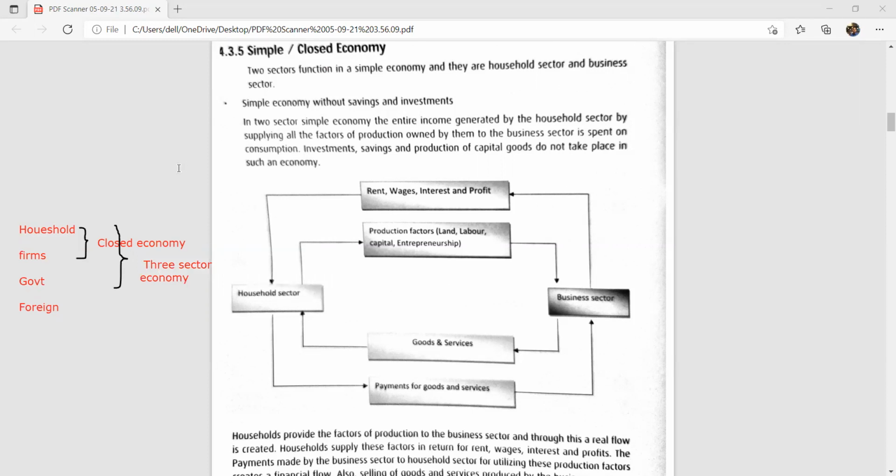They are enough to everyone. If all exist, it is called open economy.